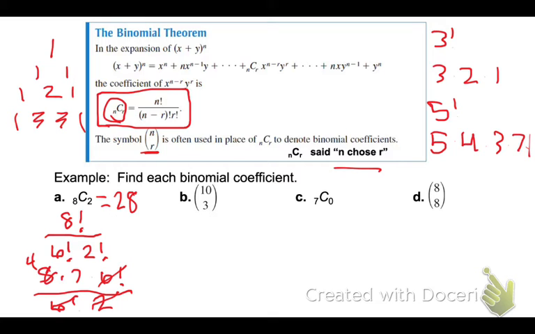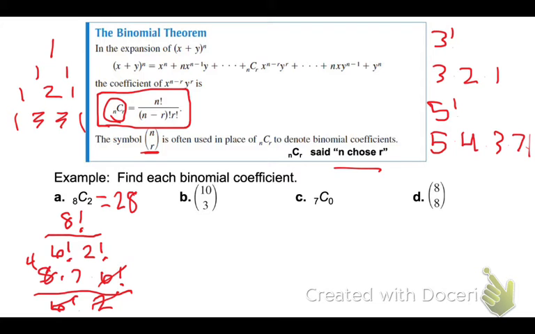10 choose 3, right? It's the same thing. 10 choose 3. So what's my n? 10. What's my r? 3. So I want the 10th row, third term. Do we have the 10th row? What's the third term? 120. So that's what we should get, right?